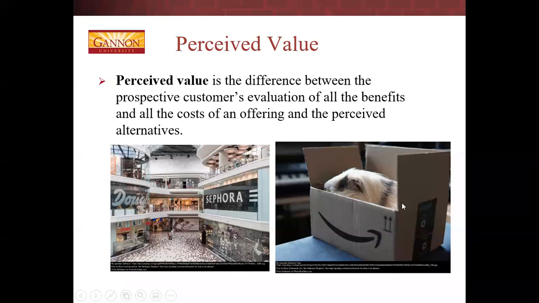I just like this image. Not that they really sell guinea pigs or ship guinea pigs. And here it's different, right? It's maybe about the image of shopping, being out. It's more maybe of a social thing. So those are the perceived pieces of the value.